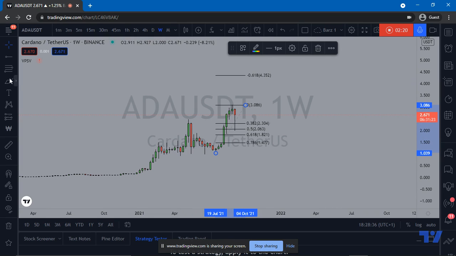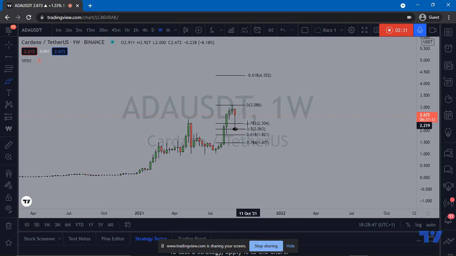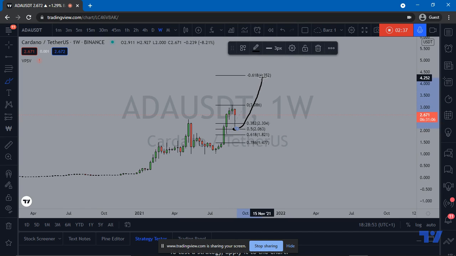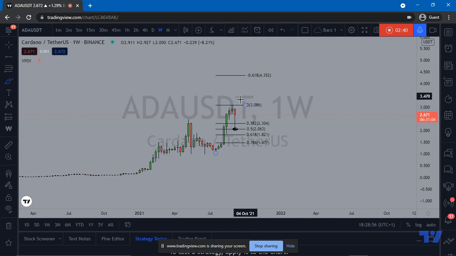So from this point, you can see that price has already come to test our 0.5, right? And price rejected back to the upside from here. So 0.5 is a strong level of retracement. This means that potentially the market could continue back to the upside from this point.